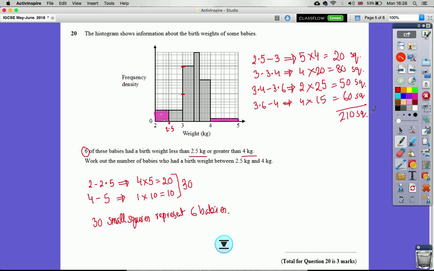Now let's see how many babies that represents. 30 small squares represent 6 babies. So 210 small squares will represent how many? If I do 30 times 7, it gives you 210. So I do 6 times 7, and that will give me 42 babies. So your answer is 42 babies.